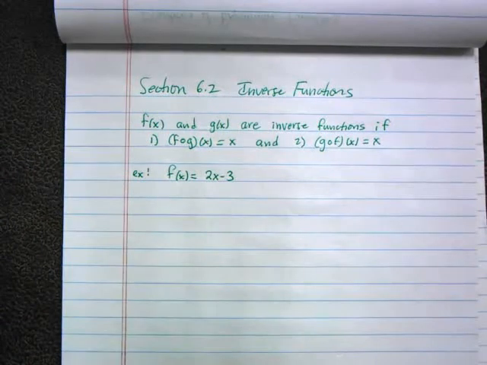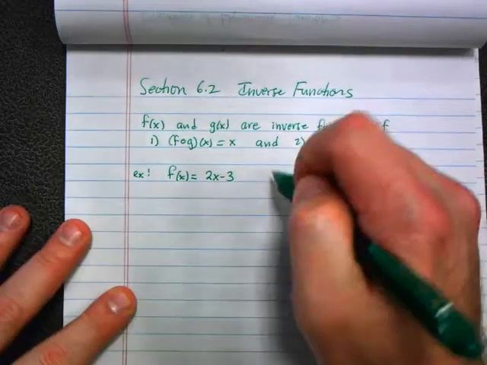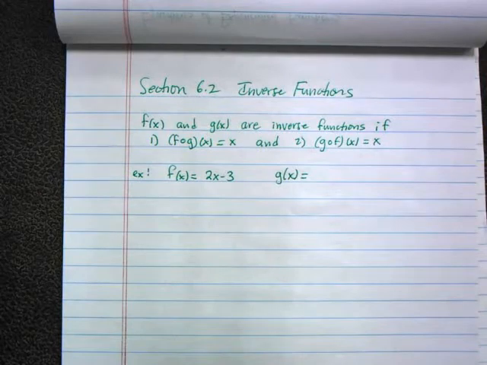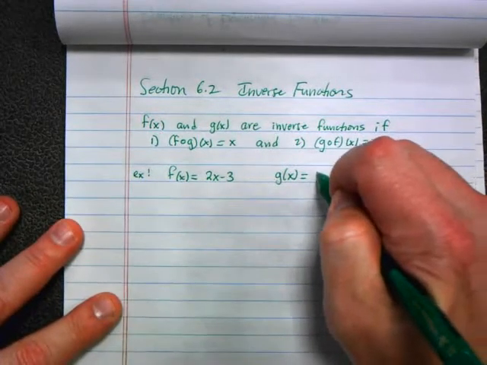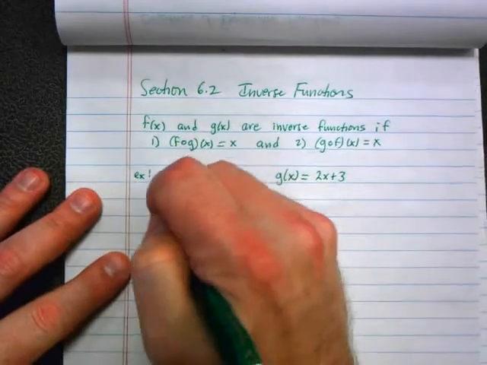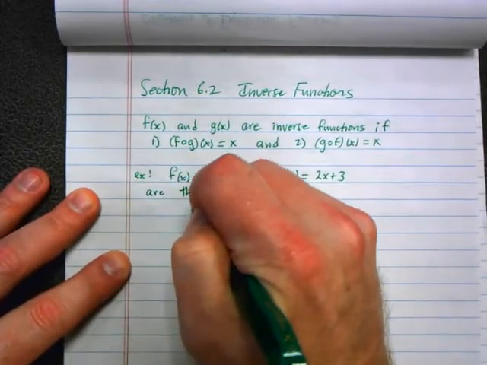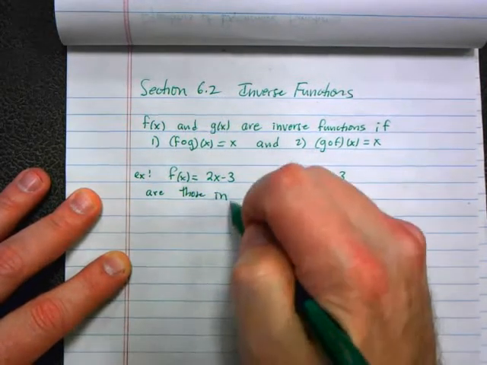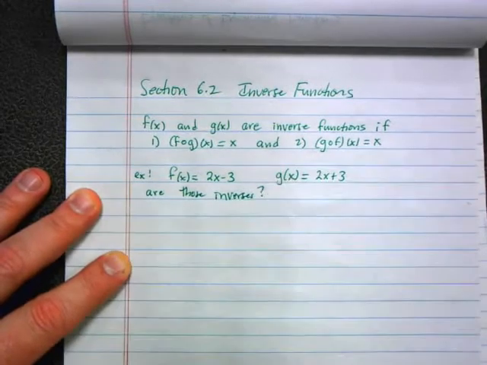F of x is the function 2x minus 3. Anybody got a guess? What's the opposite of 2x minus 3? 2x plus 3. That's a good guess. It's wrong, but it's a good guess. Are those inverses, is my question. Well, I guess it wasn't fair because I didn't tell you what the question was first. I just told you to guess. So, are those inverses? It's a loaded question.